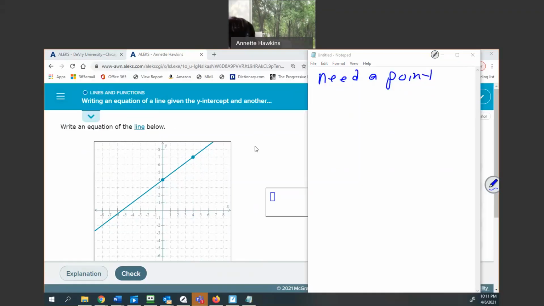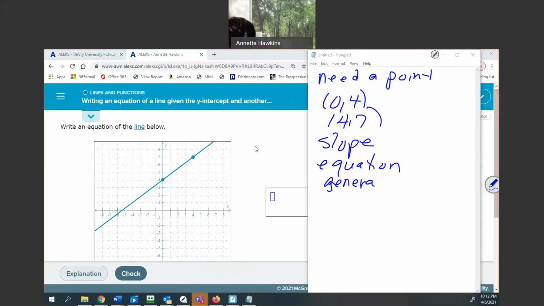We got plenty of points. We got this point here, (0, 4). We got this point, (4, 7). And then we need a point, we need the slope, and then the equation generator. And I'm going to stick with y equals mx plus b, okay? All right, I got plenty of points, but I need to find the slope. I can find the slope using the slope formula, or I can use geometry.